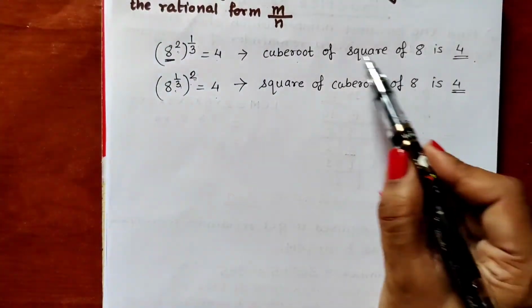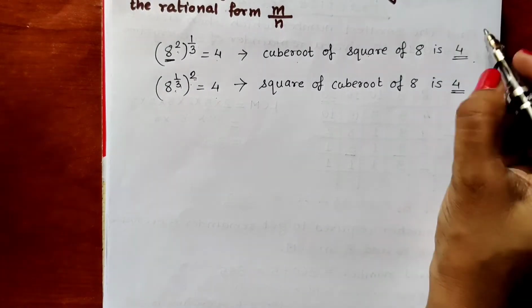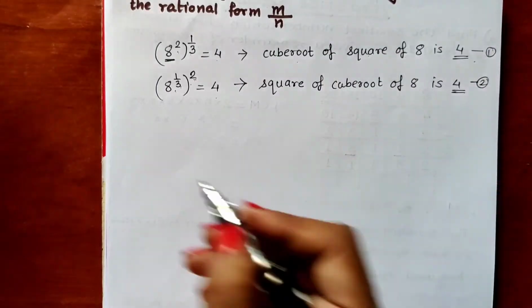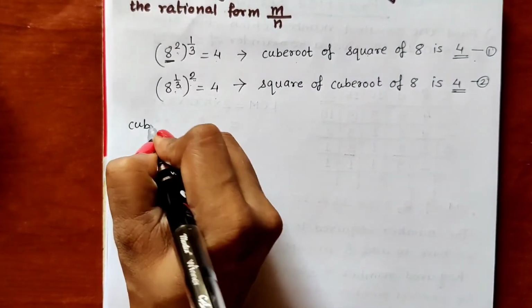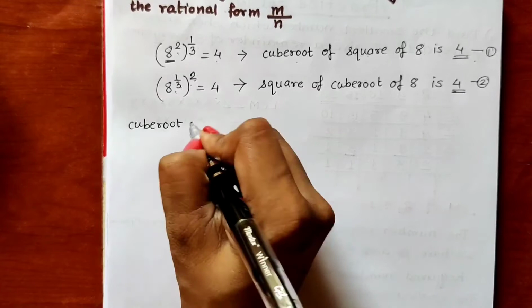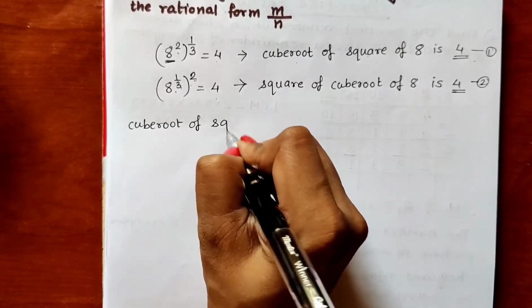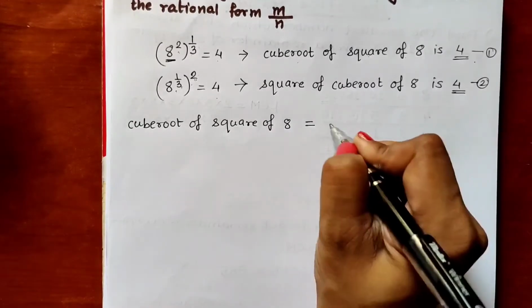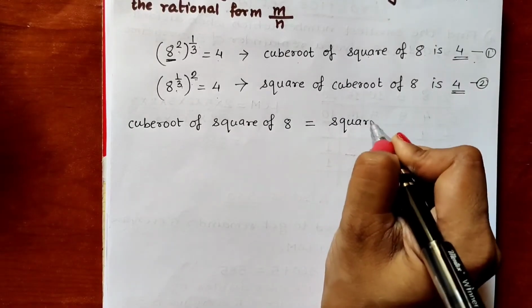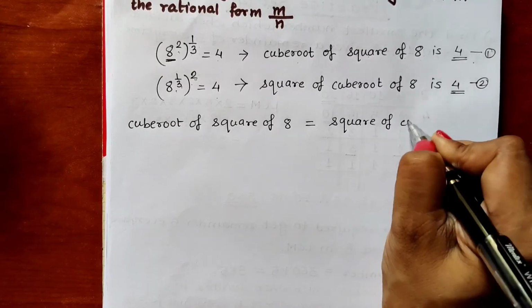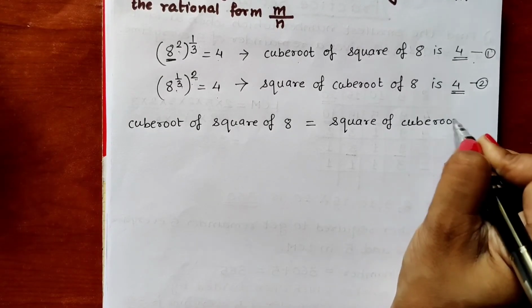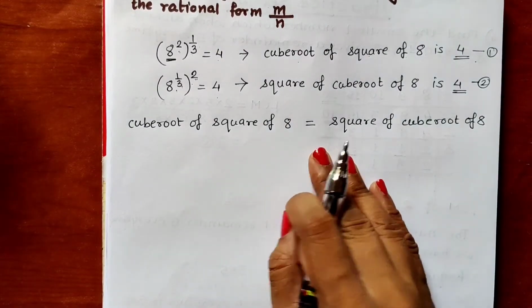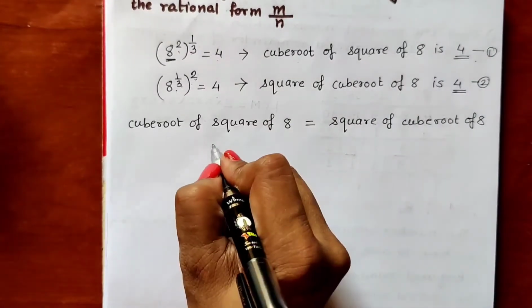So from these two statements, we can say that cube root of square of 8 is equal to square of cube root of 8. Cube root of square of 8 is equal to square of cube root of 8. Means what?